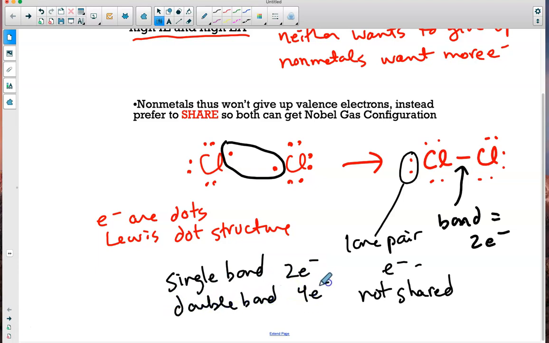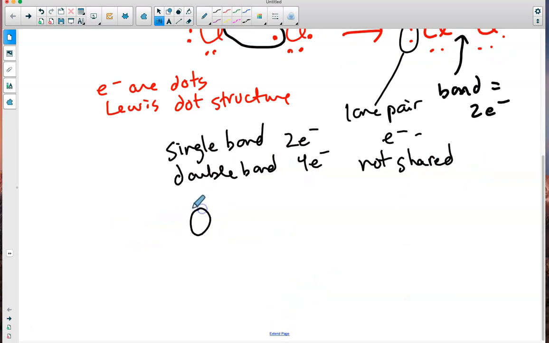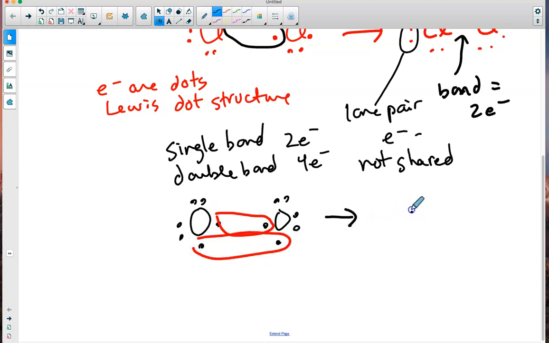We could also have a double bond, which would be 4 electrons. An example of that would be oxygen. Each oxygen atom has 6 valence electrons. So when 2 of those oxygen atoms come together, they're going to have to share 2 pairs. And so we can draw that as 2 lines, and then we show their lone pair electrons. So again, that's a double bond. That's going to be stronger because there's more electrons.